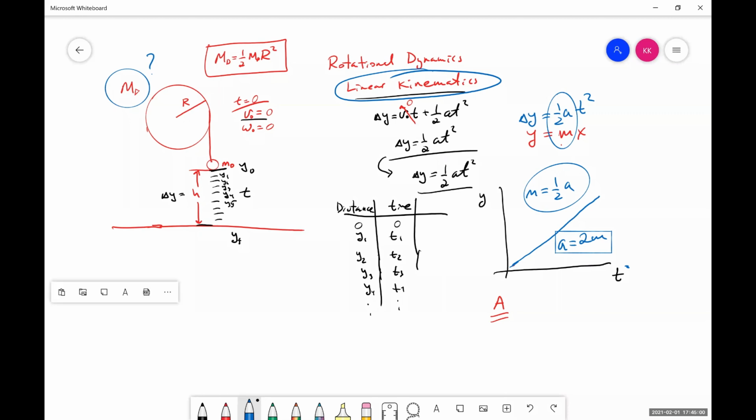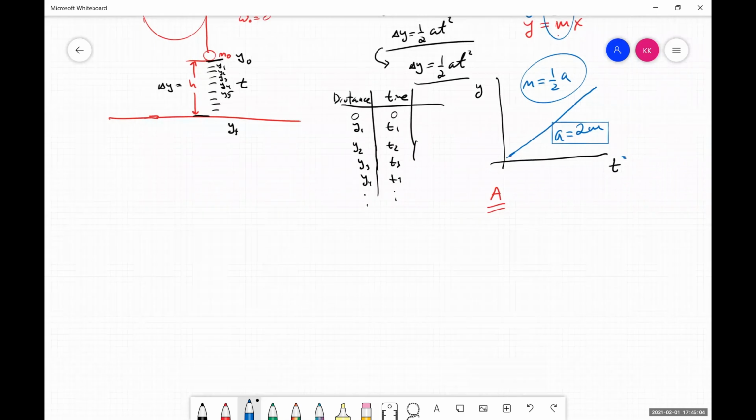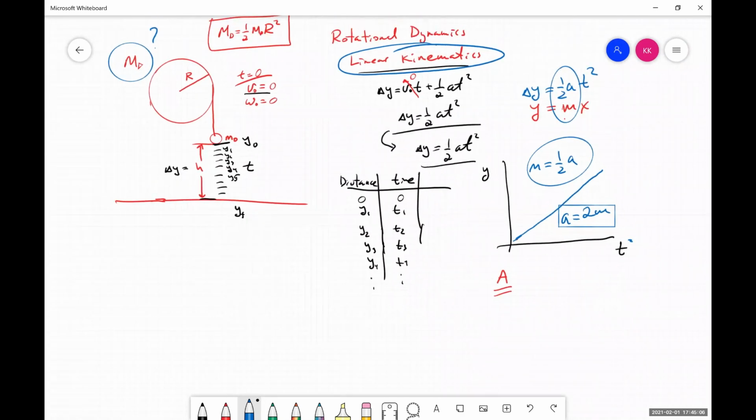Well, if I go back to this experiment, let's say from the start. By the way, if you have any question at any time, let me know. Any question up to this point?